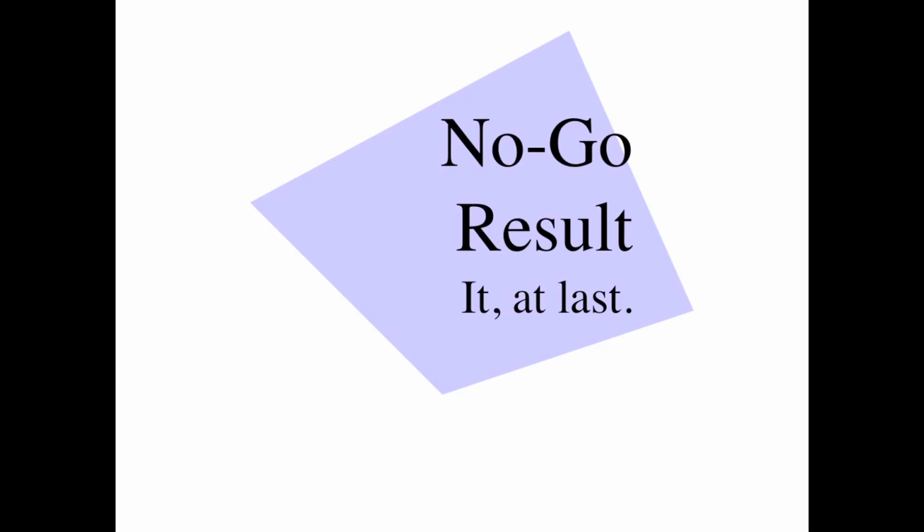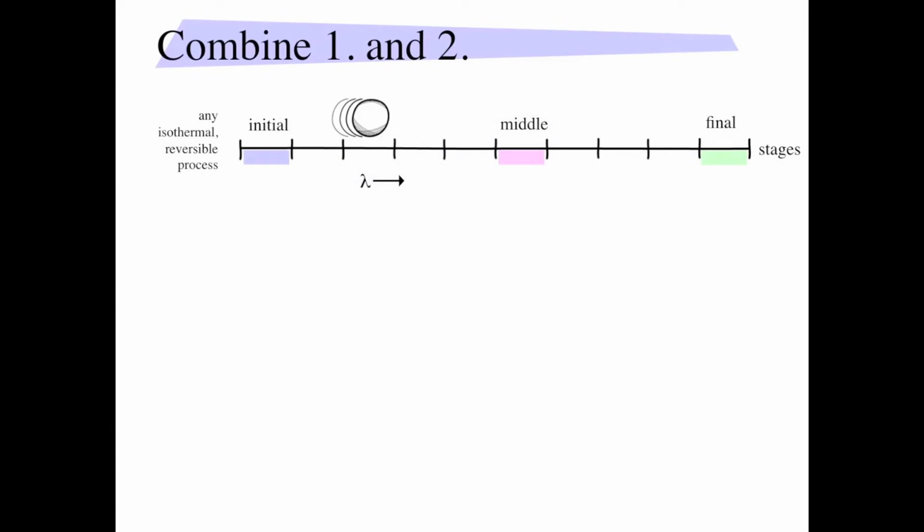We combine these results to arrive at the no-go result. Consider any isothermal thermodynamically reversible process you like. Could be the expansion or contraction of a one-molecule gas, a detection process, or anything else. It doesn't matter. This characterization is general. The process will have some initial state, a middle state, and a final stage, and lambda is going to track our progress from the initial through the middle to the final stage.